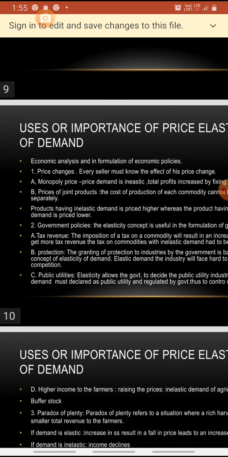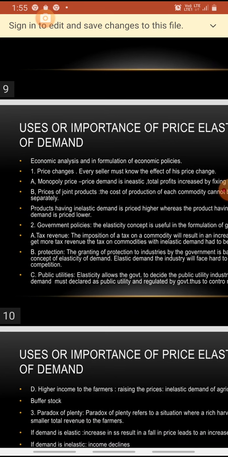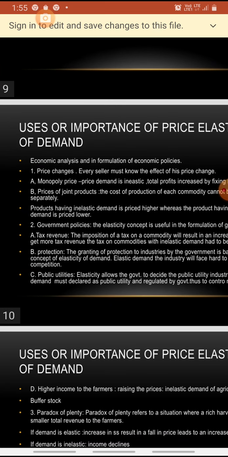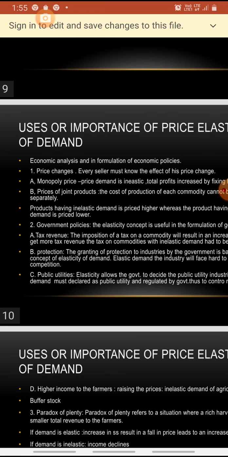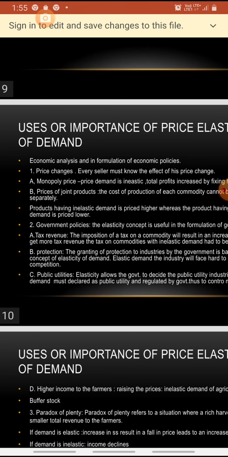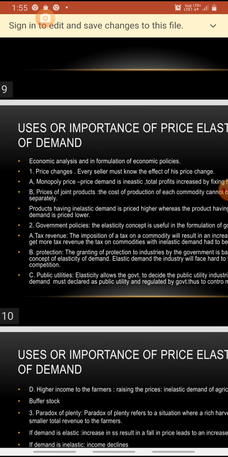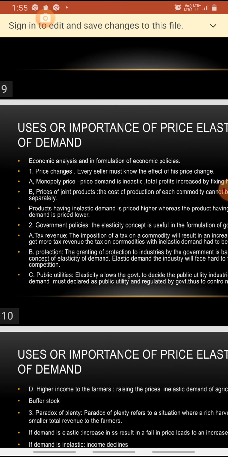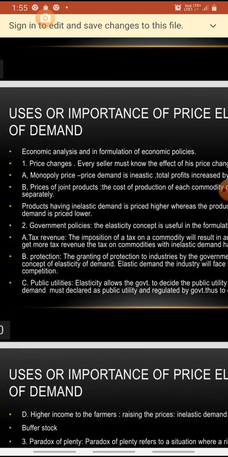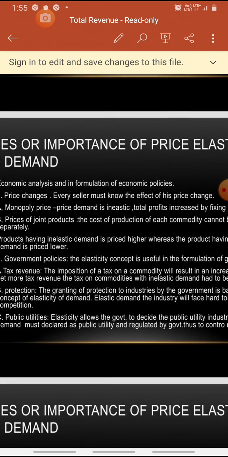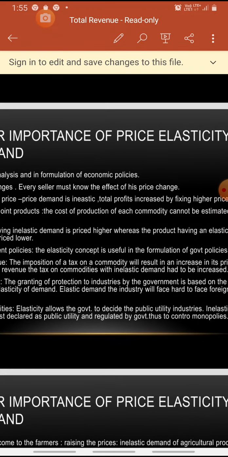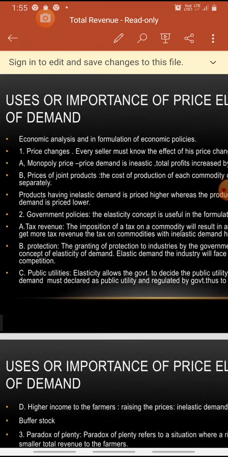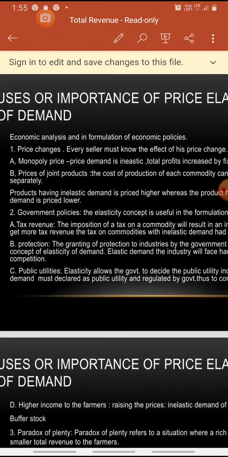It is used for economic analysis and in the formulation of economic policies. There are some important uses of price elasticity of demand. First, it is used for analyzing the impact of price changes. Every seller must know the effect of his price change. Under monopoly price, where demand is inelastic, total profit increases by fixing a high price. So inelastic goods can be priced high.